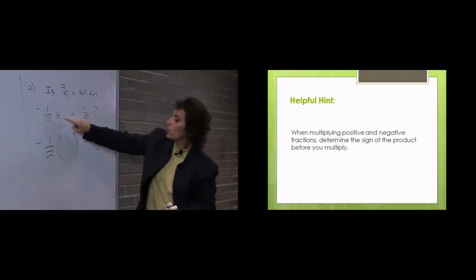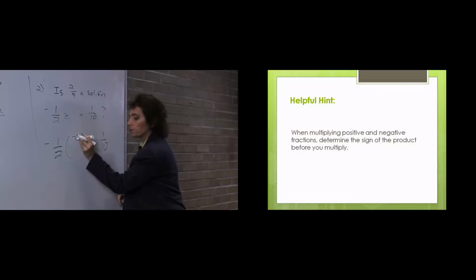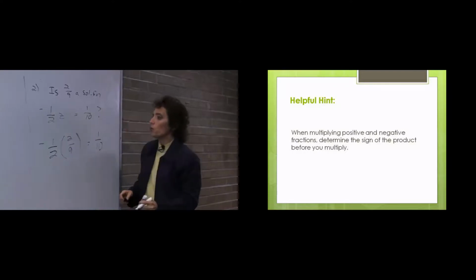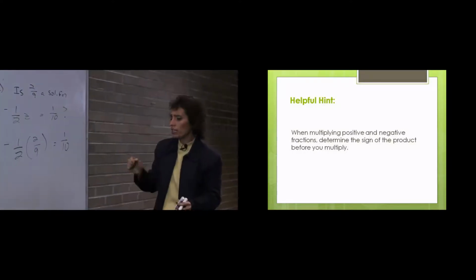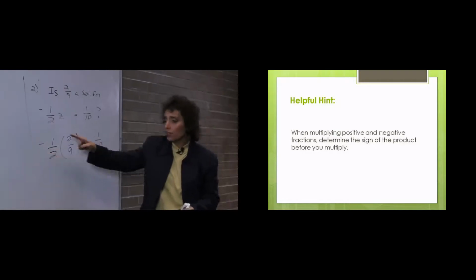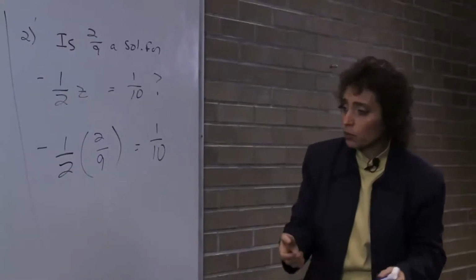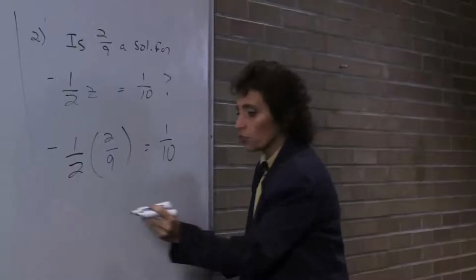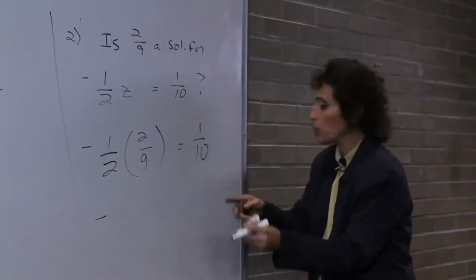Okay, so for z, we're going to put in 2/9. Can you already look at that and decide? Well, let's take a look. This is a negative. This is a positive. A negative times a positive is going to be a negative. So this does not solve it already, but look, we're here.